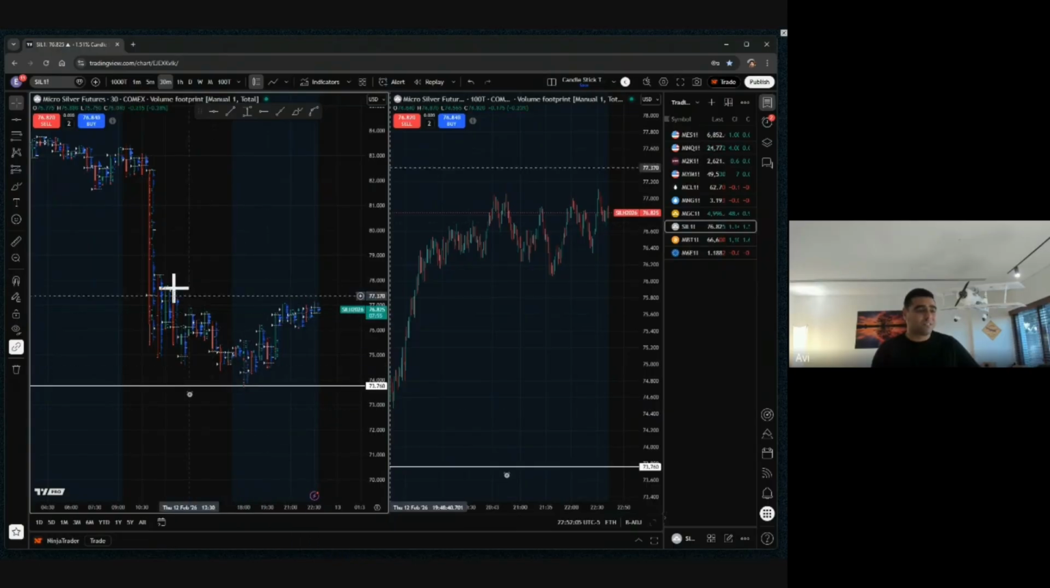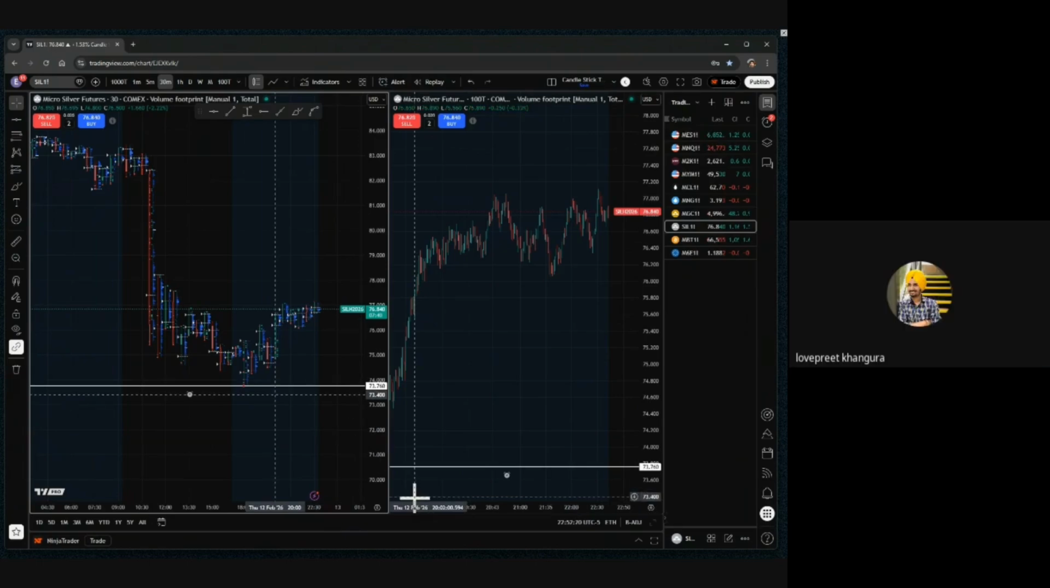With the option stuff, I still always had a target in mind, but if it got choppy along the way, I would start taking it off. But with this, yeah, you can hold for big targets, and that's one of the big advantages of not having time decay.